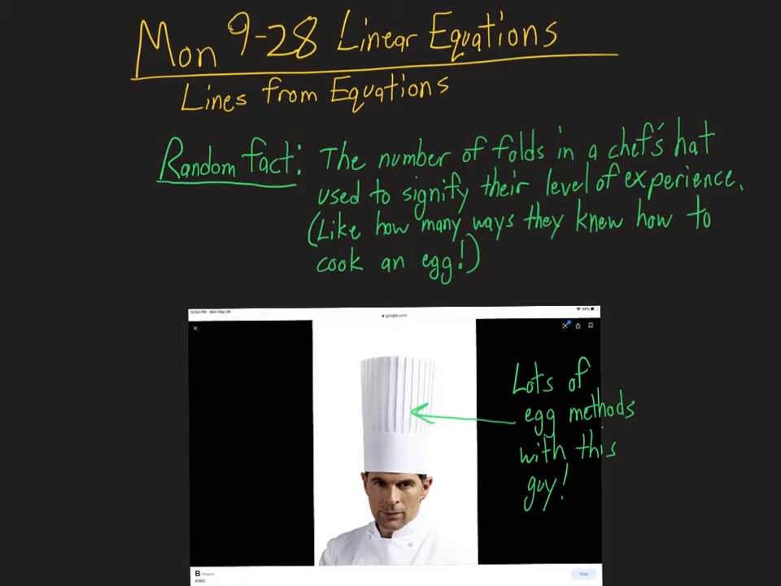Random fact, the number of folds in a chef's hat used to signify their level of experience. Like how many ways they knew how to cook an egg. That dude down there must know a lot of ways to cook an egg.